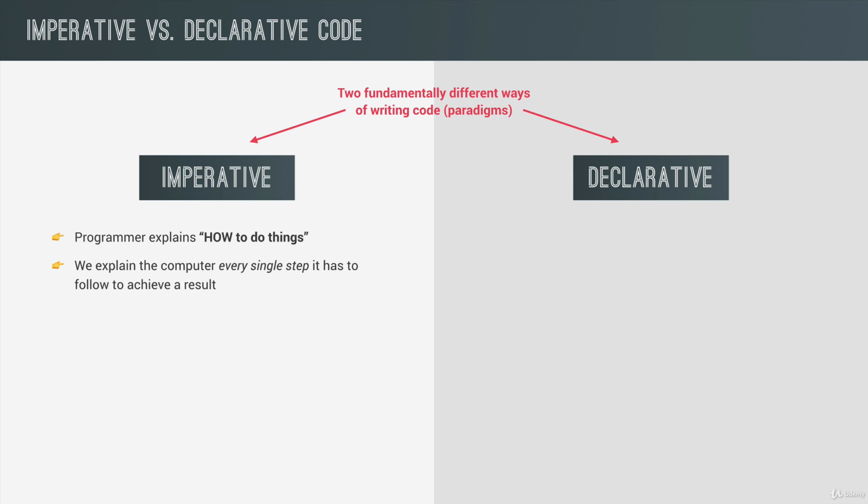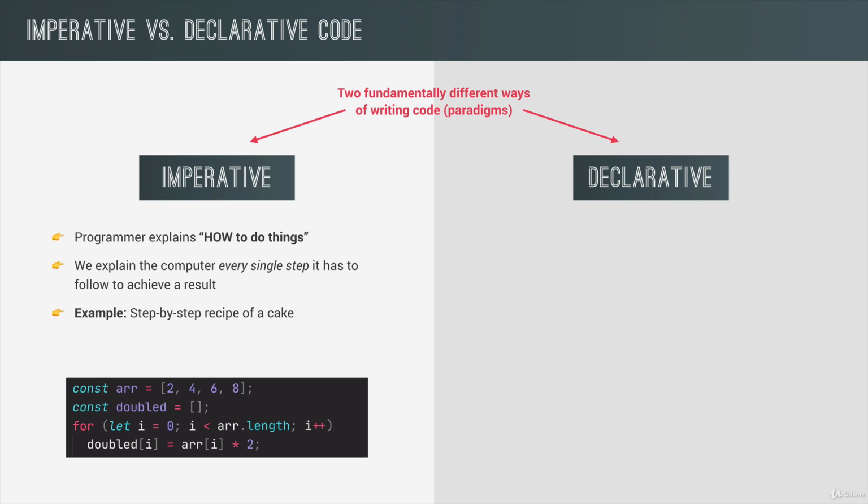Let's say that we want someone to bake a cake for us. If we would do that in an imperative way, we would tell the person exactly the step-by-step recipe that they would have to follow in order to bake that cake. All right? So again, it is telling every single step that the person has to follow in order to achieve a result.